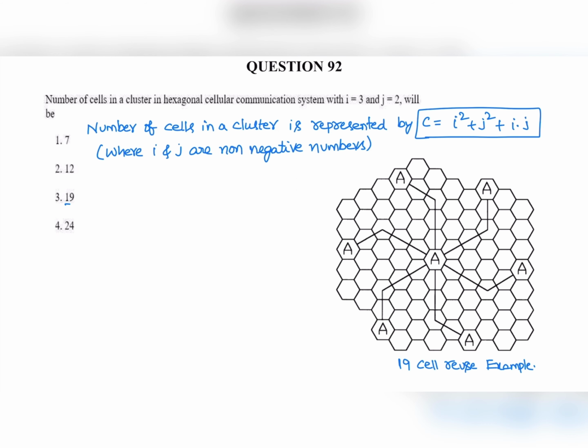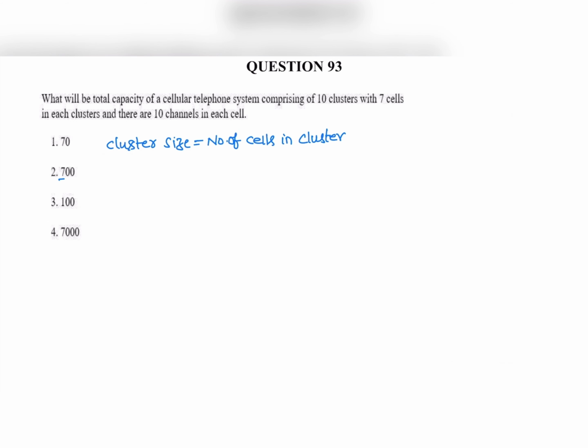Next question: the number of cells in a cluster in a hexagonal cellular system, given i is equal to 3 and j is equal to 2. The number of cells in a cluster is N equals i squared plus j squared plus ij, where i and j are non-negative integers. Replace i with 3 and j with 2: 3 squared plus 2 squared plus 6, that is 9 plus 4 plus 6, which is 19. So 19 cells per cluster, and this is an image for the 19 cell reuse. The correct option is 3.